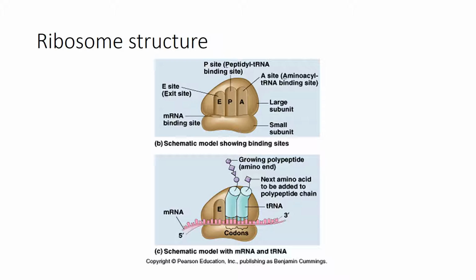They consist of two parts. So you can see there's the large subunit up on top, and then there's a small subunit on the bottom. The large subunit, as you can see, has three different binding sites in there. E, P, A. The A site, I like to call it the arrival site. That's where new transfer RNAs with their amino acid are going to arrive. The P site, that's our production site.